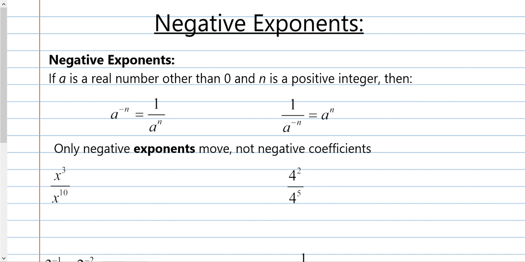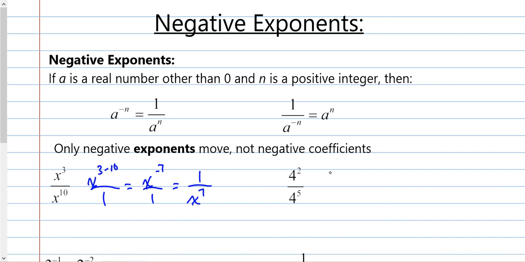I want us just to practice some more of these, just to get a feel for them. I have x to the third over x to the 10th. It's going to be x to the 3 minus 10. And just to be clear, I'm going to put that over a 1, my placeholder denominator. So this is x to the 3 minus 10, which is negative 7 over 1. But that negative 7 says, I don't like where I am. Please give me my reciprocal. Let me be positive. And so I get a 1 over x to the 7th.